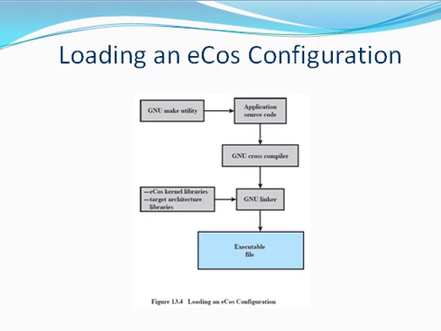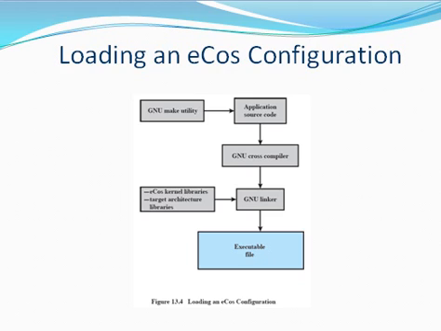It sees the application source code, and if it finds any modified files, they have to be recompiled. Then the application source code is passed to the GNU cross compiler, and this is passed to the linker, where it attaches some of the libraries in the targeted architecture library, and then produces the executable file.